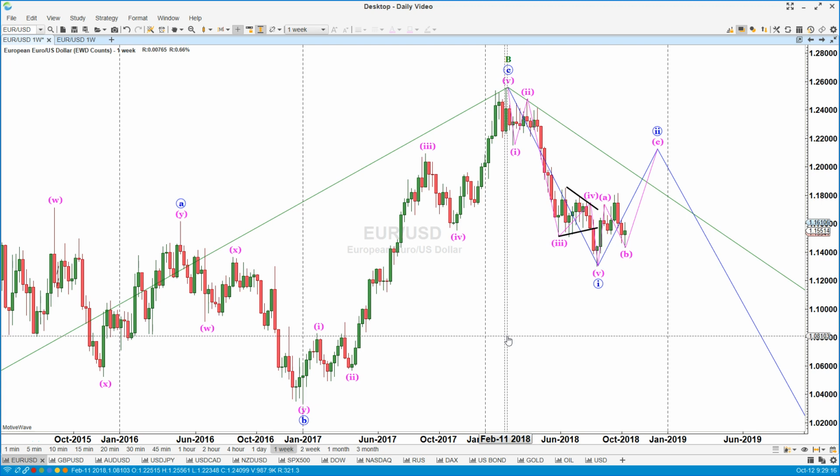Let's start with the euro. We're going to analyze the market using the Elliott Wave theory. The plan is to understand the big picture and then be able to find a trade. So let's do the whole exercise.